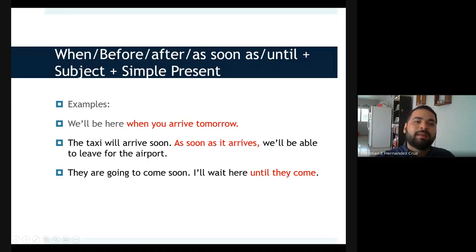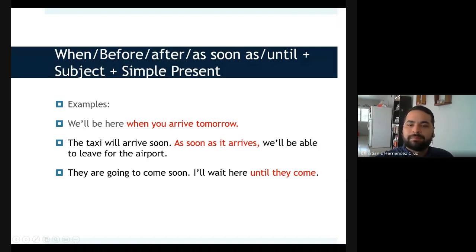And the taxi will arrive soon, which, if you can tell, it's will plus a present form of the verb. As soon as it arrives, remember another present form arrives, we will be able to leave for the airport. Of course, we use will here to indicate that this is the future tense. Apart from that, of course, we have will here, but we're depending on this time clause here as soon as it arrives.